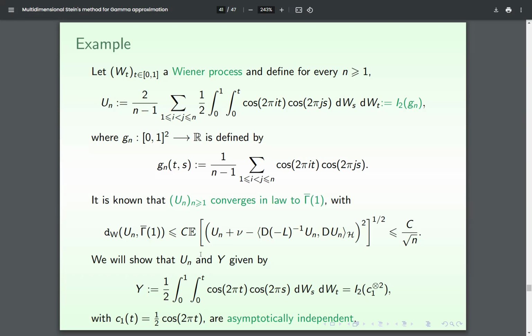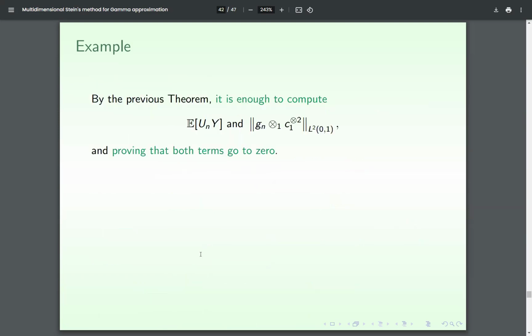just by using the previous theorem. So we know that Un converges to the gamma distribution. Y is fixed, it doesn't depend on n. We only need to show the third condition about the decorrelation. So this is what I wrote over there. We need to compute the decorrelation between Un and Y, and the more technical term involving the kernels of Un and Y. And we need to prove that both terms go to 0 to conclude the theorem.